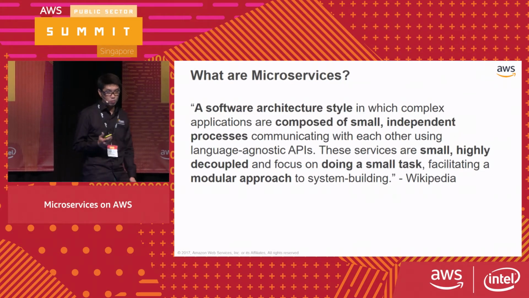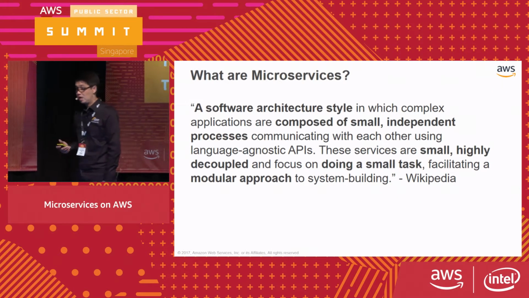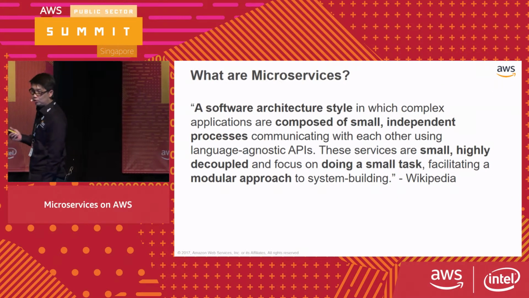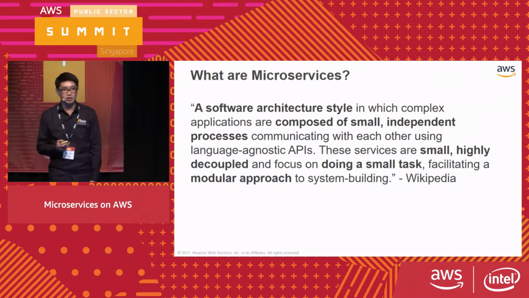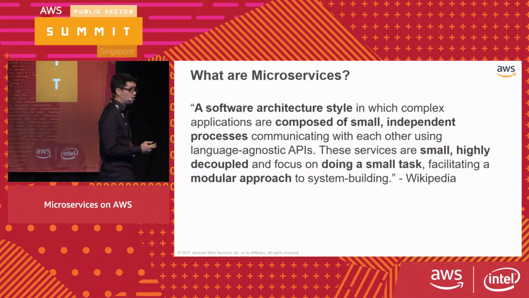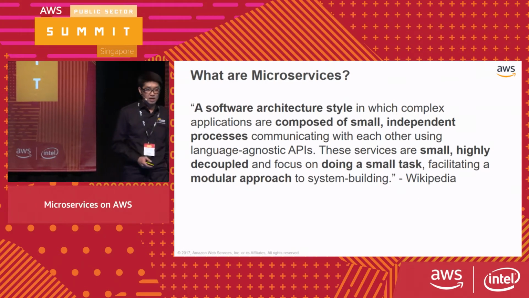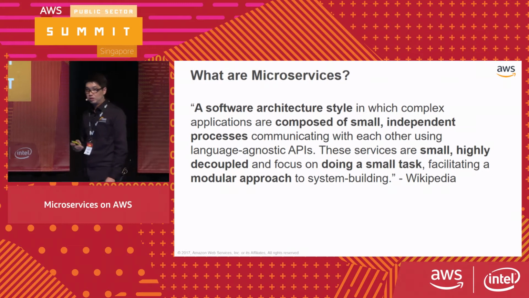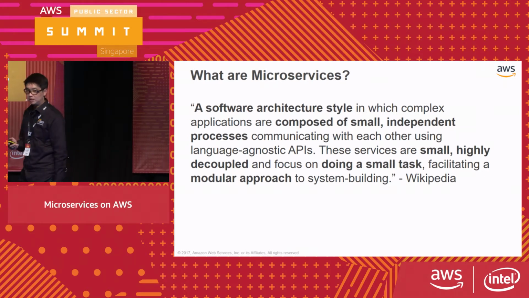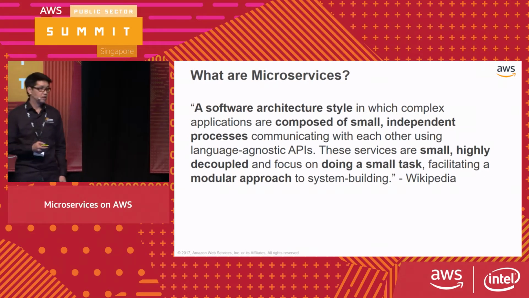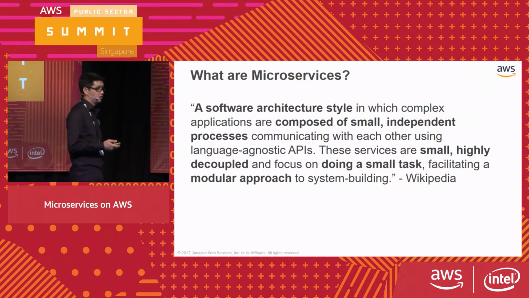First and foremost, what are microservices? I'm not going to read through this. I will pick three key terms. One, it's small, it's independent, and it's decoupled. So these are the three key characteristics that you will find in a microservices architecture.